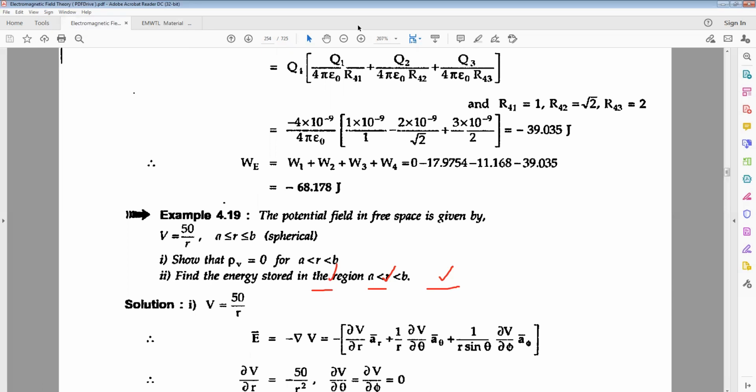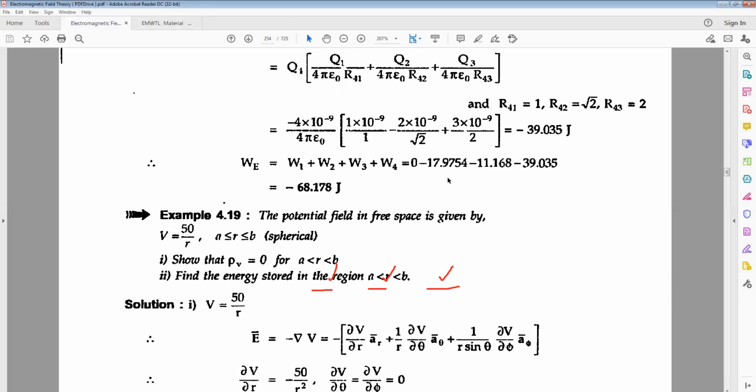Suppose there is another Q5 also there, Q5 into Q1 by 4 pi epsilon naught R, 5 with respect to the 1, and 5 with respect to the 2, and 5 with respect to the 3, and 5 with respect to the 4 also. There is a force exerted due to all the charges already placed in the space. Okay.